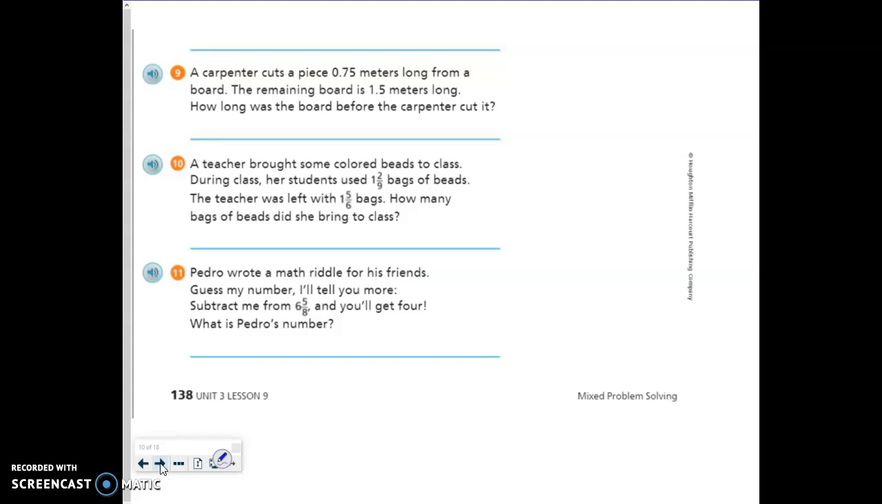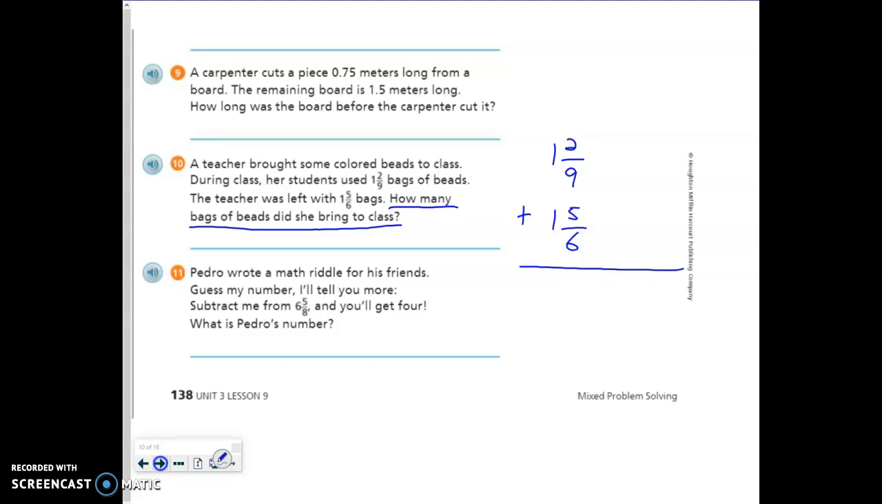Okay, so we've got how much the students used, we've got how much the teacher was left with. We are trying to go all the way back to the beginning and say how many did she bring to class. We're looking for the total amount of beads. If we're looking for the total, that tells me that this is an adding question. So I'm going to set this up as an adding problem, and again, adding, the order doesn't matter as much as it does with subtraction. All right, so as I'm looking at this problem right now, again, cannot solve it as it currently stands. 9 in the denominator, 6 in the denominator.